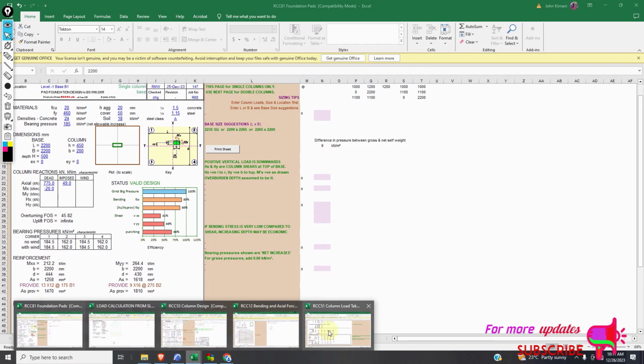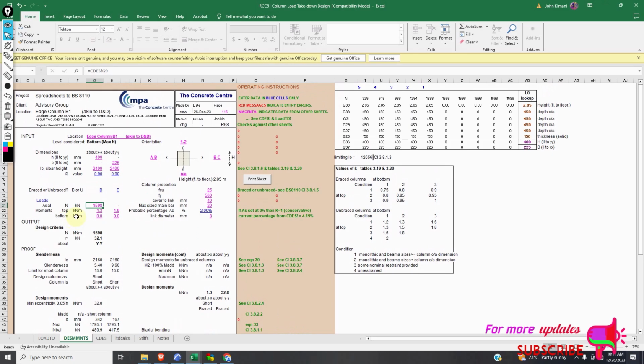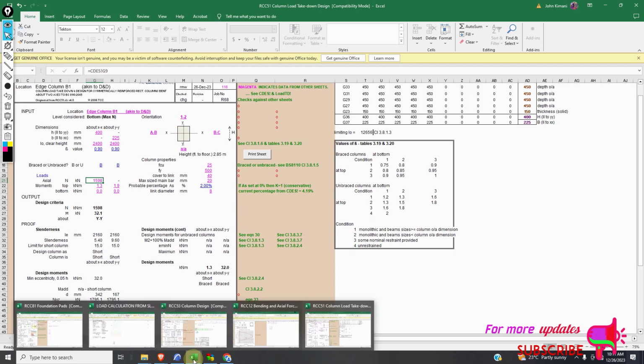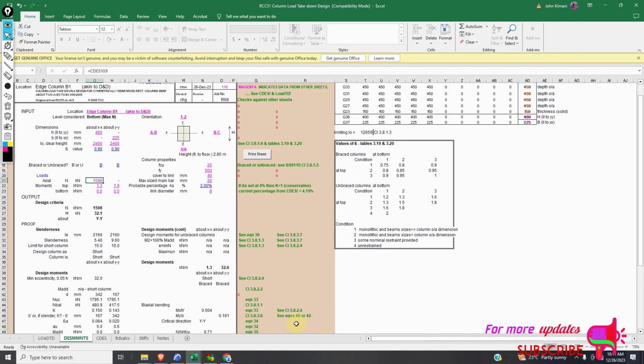When you come to load takedown, you come to the second sheet, you find that the total axial load is 1598 and the moments are 98 and 32, that is in the YY. Alright, so just put it here. That is 1598 and 32.1.